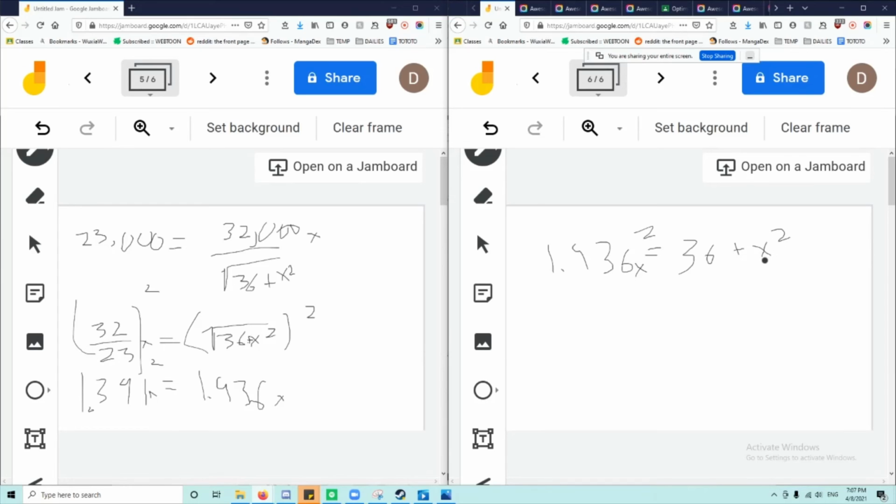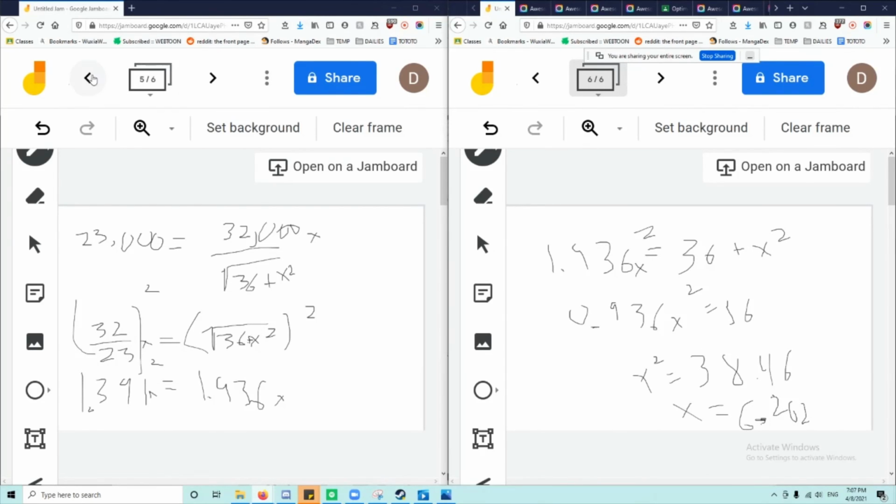You want to subtract x to the power of 2 from both sides, so what you would get is 0.936 x squared is equal to 36. Once you do this, you can find x squared is equal to 36 divided by 0.936. And the answer to that would be 38.6. When you do the square root of this, you would get x equals 6.202.